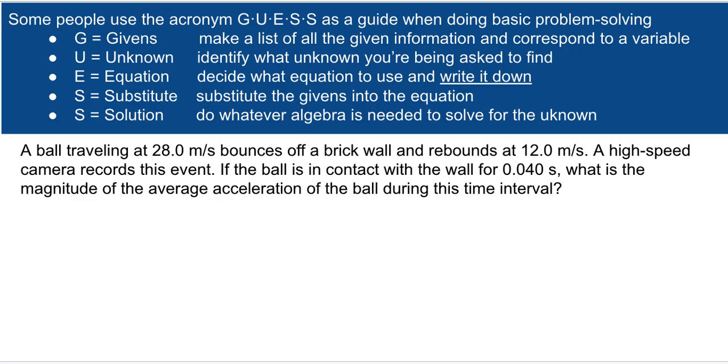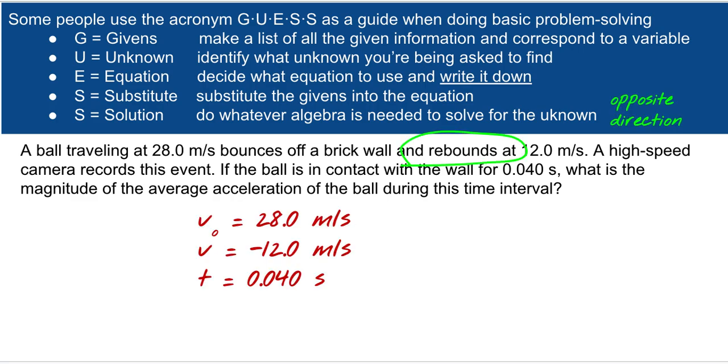If I were to first highlight the givens, I might write down something like this, that v sub o is 28 meters per second in one direction, but because it rebounds, v, the final velocity, would have to be the opposite sign of that. So I could either use negative 28 and positive 12, or I could use positive 28 and negative 12. So the idea here, again, is just to identify what sorts of information you're given.